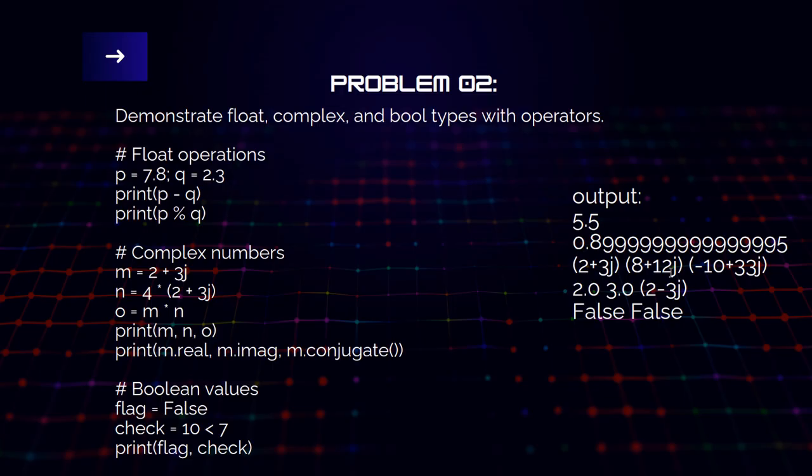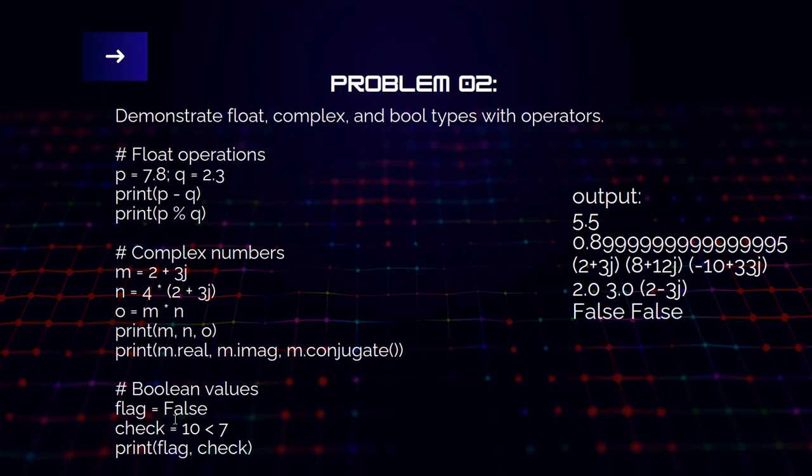Complex number M is equal to 2 plus 3j, N is equal to 4 into 2 plus 3j will give the value 8 plus 12j, and O is equal to M into N. So we are printing all this. M will give the output 2 plus 3j, N will give the output 8 plus 12j, and O will give the output minus 10 plus 33j. Print M dot real means it will give the real value 2.0, and print M dot imag will give 3.0, and M dot conjugate means it will give the output 2 minus 3j.